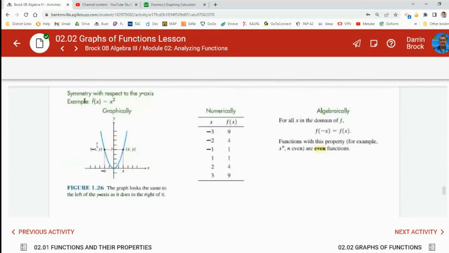Symmetry, you can do that graphing. You can see it on a table sometimes. It goes 9, 4, 1, 1, 4, 9. You see symmetry there. And algebraically, remember, we can substitute that negative x in and see if there's symmetry.